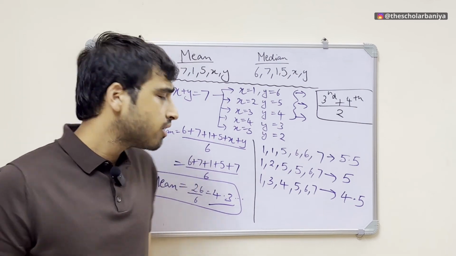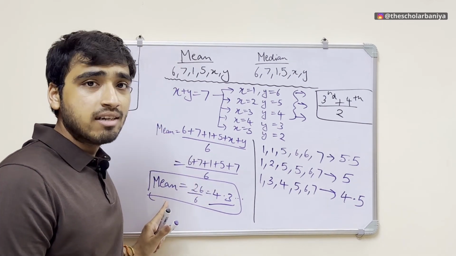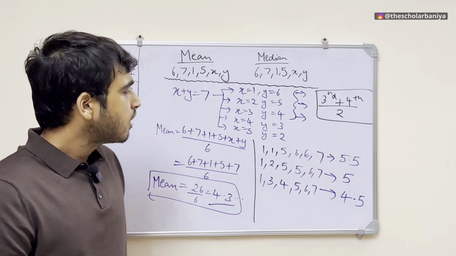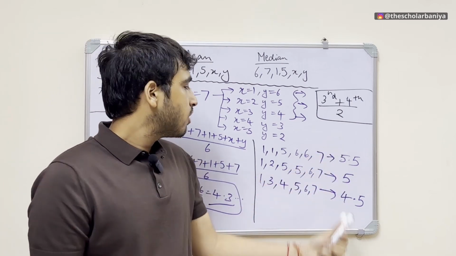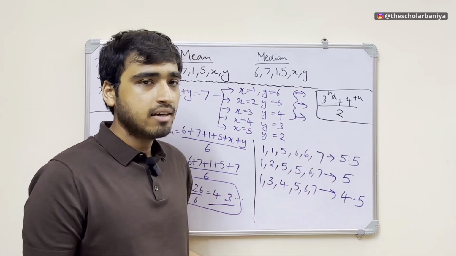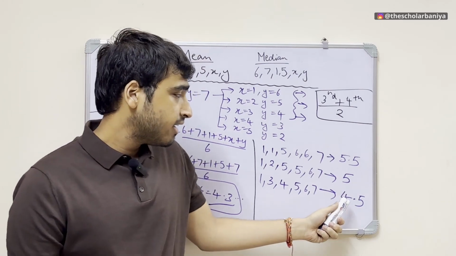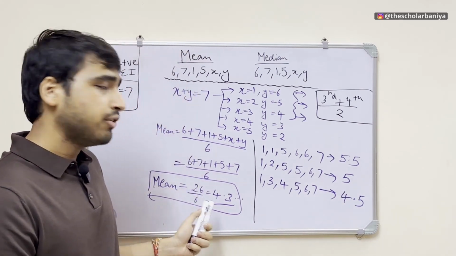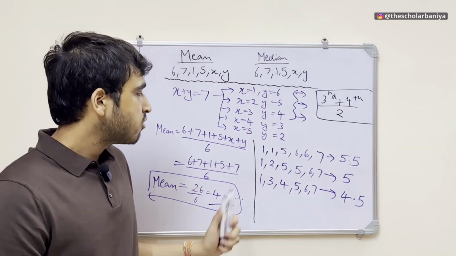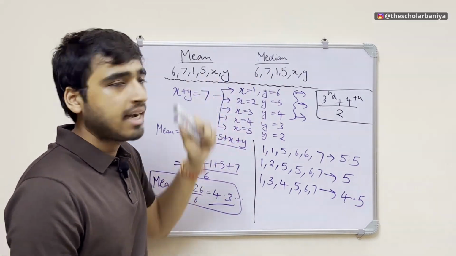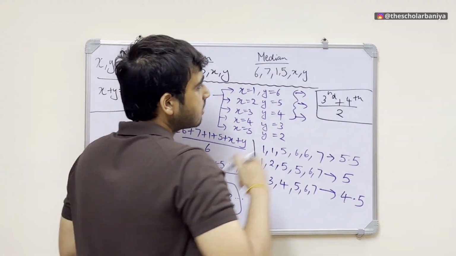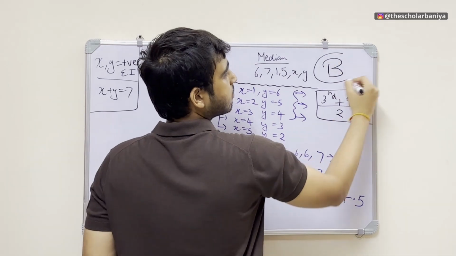I hope this should be clear. And the value of the mean was 4.3. So irrespective of whatever value you take of the median, whether you take 5.5, whether you take 5, whether you take 4.5, it is always greater than the mean, which is 4.3, right? So that means the median is greater than the mean. So your answer becomes B.